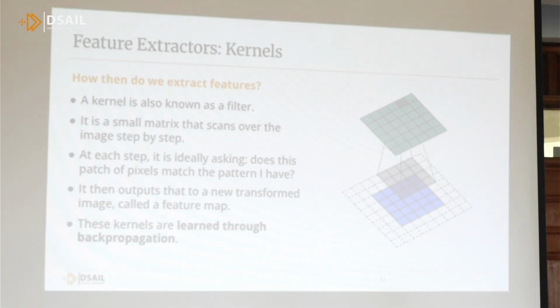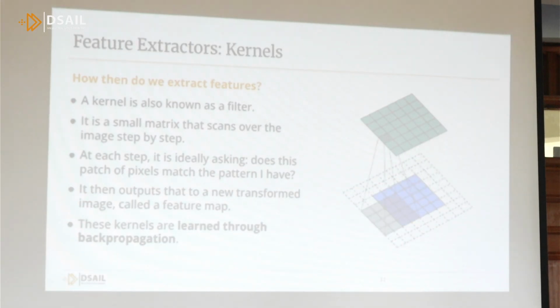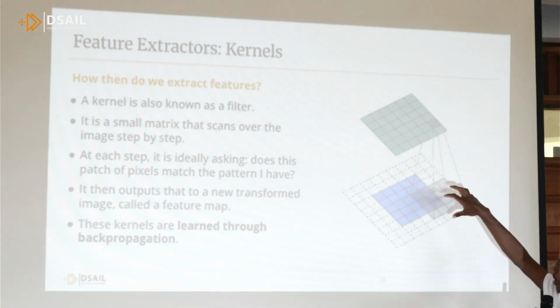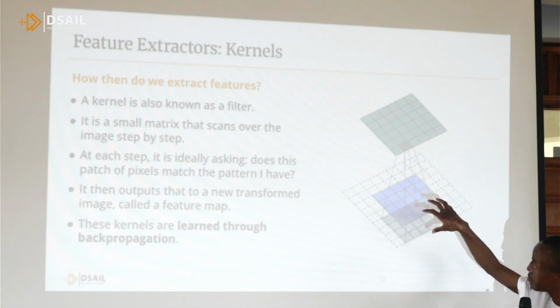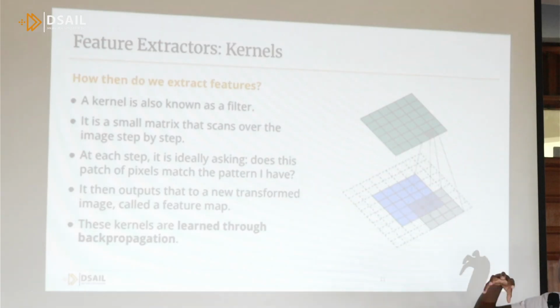So what is a kernel? A kernel is a filter. It's also called a filter. And essentially, it's a small matrix. And what it does is it scans over the image. And at each step, it's sort of intuitively asking, does this patch of the image match the characteristic that I have? So as you see, it's sliding all along the input. And at each stage, it's asking itself, does this patch match the characteristic that I am looking for? That's the intuition behind it.